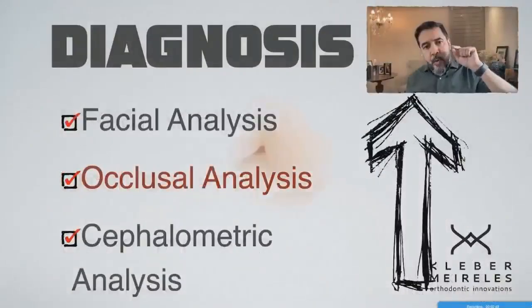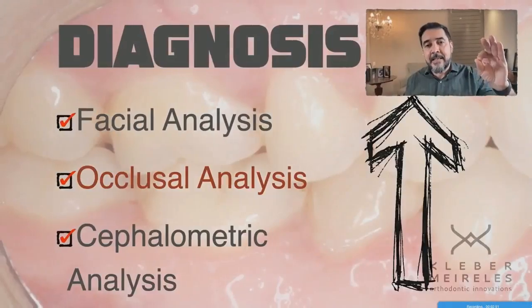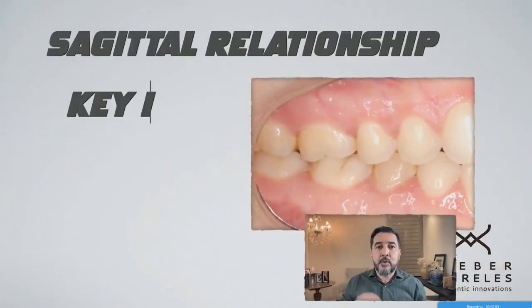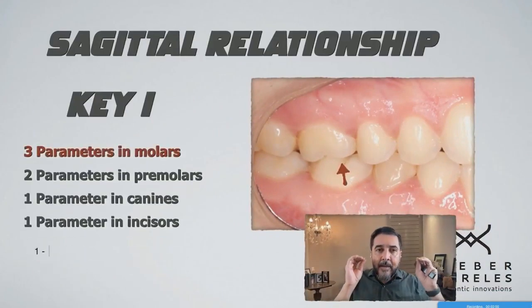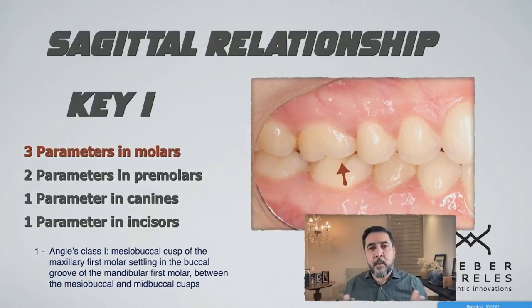So we are going to the occlusal analysis now, linking the 6 keys of occlusion to the treatment planning. But first, we need to recognize the problem. The sagittal relationship is one of the most important aspects and one of the most difficult to treat, because we need to understand the problem, the magnitude of the problem, and what our alternatives are. We have some parameters that we need to pay attention to. In the molars, for example, we have three parameters to pay attention to.